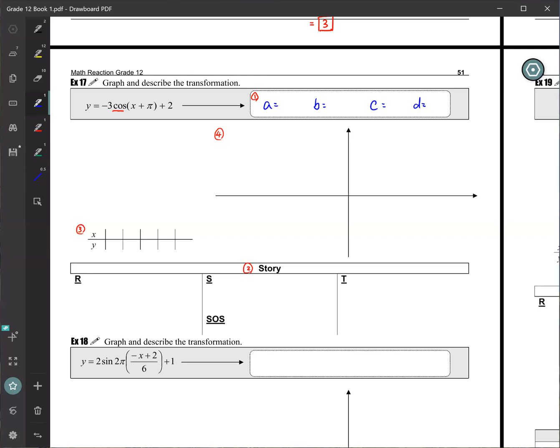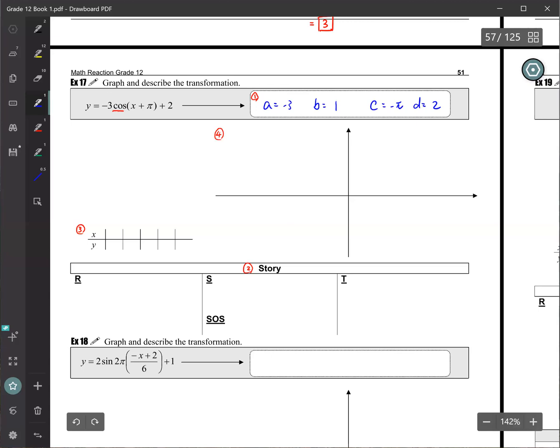Anyone has trouble here? Let's check the ABCD first, okay? Because if you get ABCD wrong, the rest will be wrong. Eric, what's your ABCD? A equals -3, B equals 1, and -pi, and 2. And 2, okay?